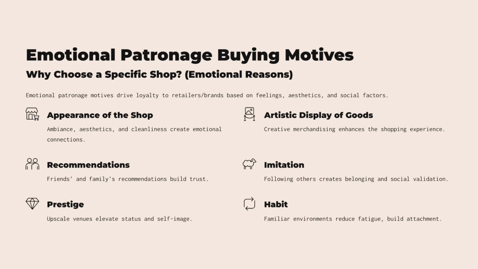Next is imitation, which occurs when we shop somewhere just because others do. Next is prestige. Prestige is also a factor here. For example, some consider it prestigious to drink coffee specifically at a five-star hotel. And again, habit: shopping at the same place simply because it's always been like this.